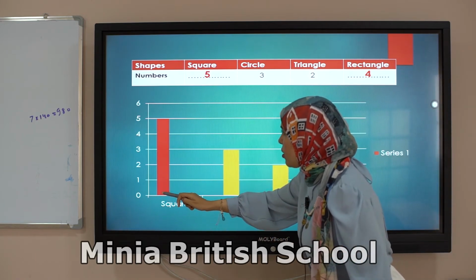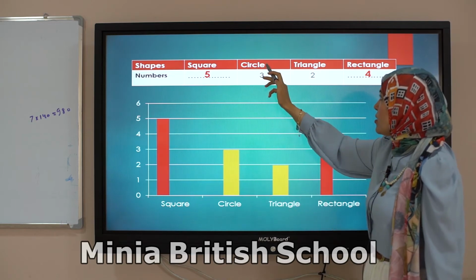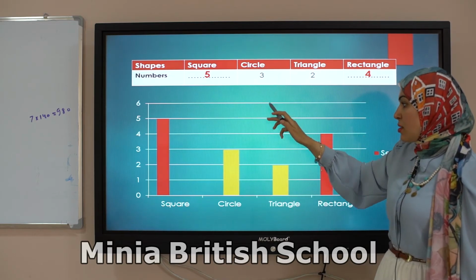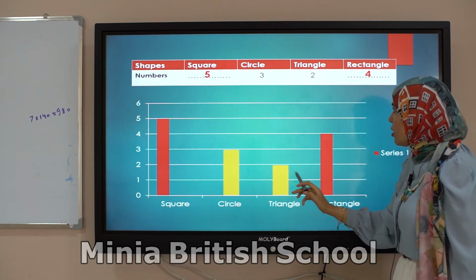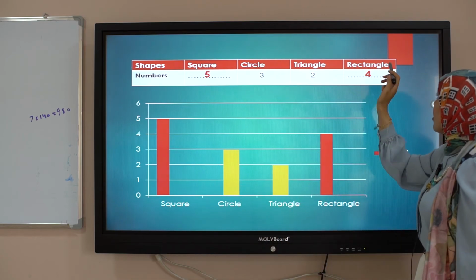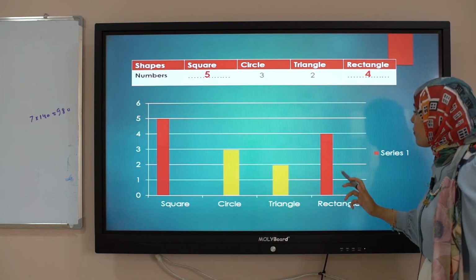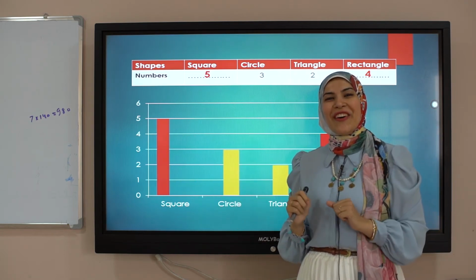Okay, in square I have 5 squares, and here I have 5. In circle I have here 3 circles, and here 3. Okay, triangle here 2, and here 2. Okay, rectangle here I have 4, and here I have 4. So all my answers are right.